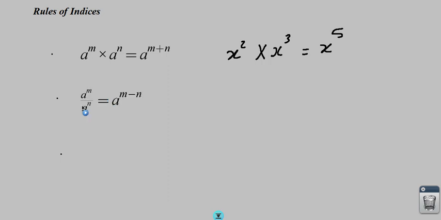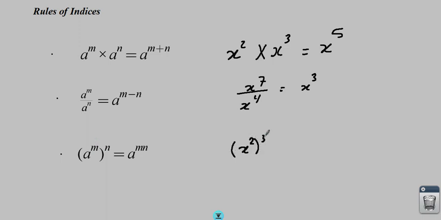Similarly, when you divide, you subtract the indices as long as the bases are identical. So for example, x to the 7 divided by x to the 4 is equal to x to the power of 7 minus 4, which is 3. And finally, when you raise a quantity to the power, you multiply the two indices. So for example, x squared to the power 3 is equal to x to the 6. You've done these rules before, but it's worthwhile mentioning them.